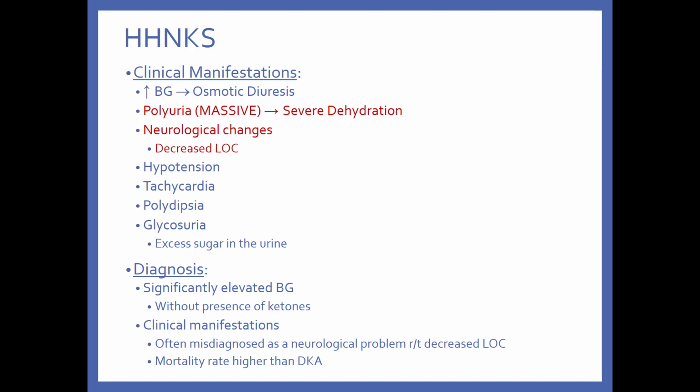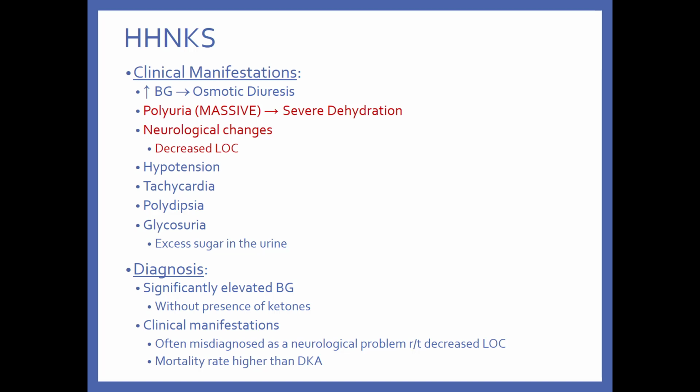The diagnosis is made off of the significantly elevated blood sugar level, but with the absence of ketones in the urine. There's no ketones present. And typically, again, this is going to be in a type 2 diabetic as well. Can be misdiagnosed, as I mentioned, as a neurological event, CVA, things like that, due to the decreased LOC.